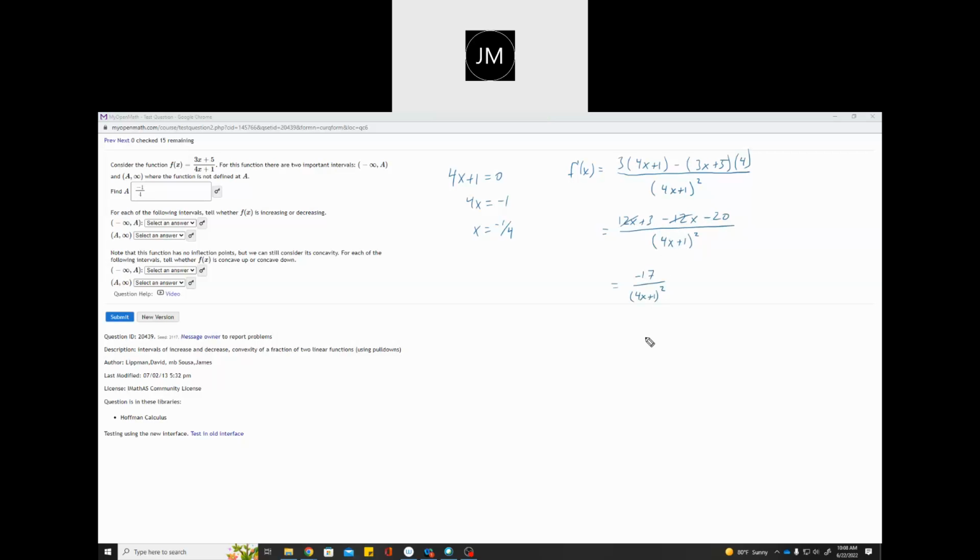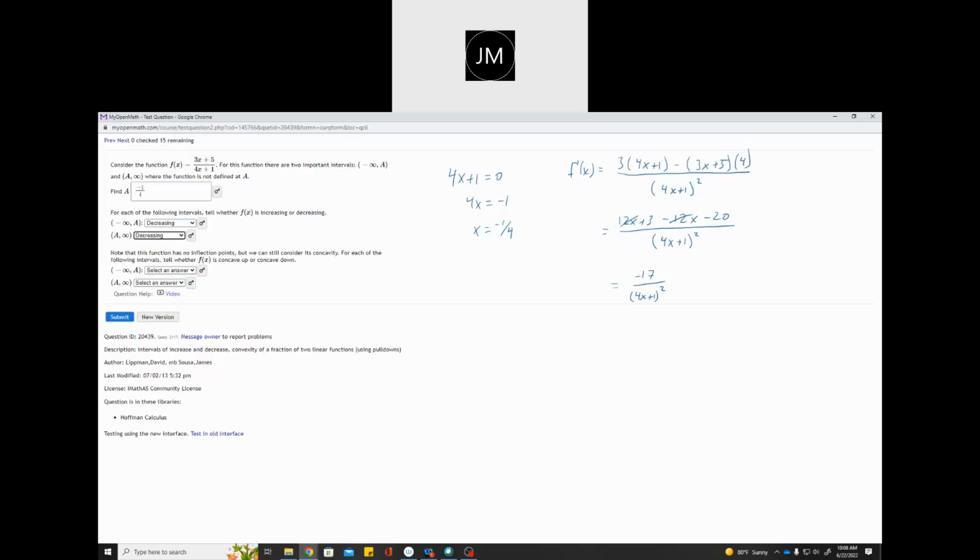Okay, now when I look at this, no matter what I plug in for x, as long as I get a number, the denominator is going to be positive. The numerator is going to be negative. So it really doesn't matter which side of negative 1/4 I'm on. I know I'm going to get a negative over a positive, so this is going to be decreasing on both sides.